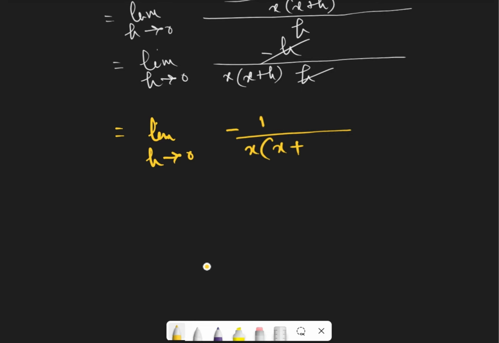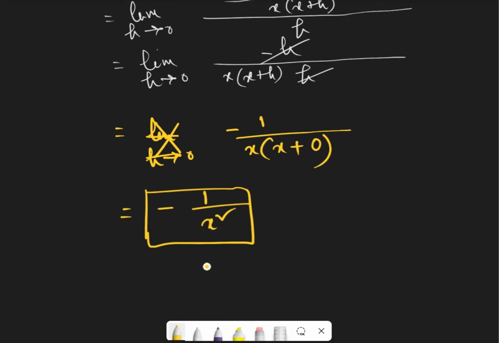Now if we plug in the value of 0 instead of h, we won't find infinity, so we could plug in here. As a result, we should not write down this limit within this line. So when we plug in the value of 0 instead of h, in that line we should not write down the limit. And here the final answer will be minus 1 by x squared. So this is the answer.